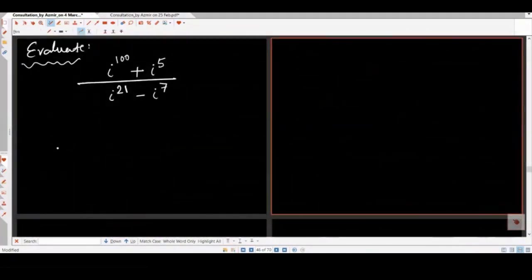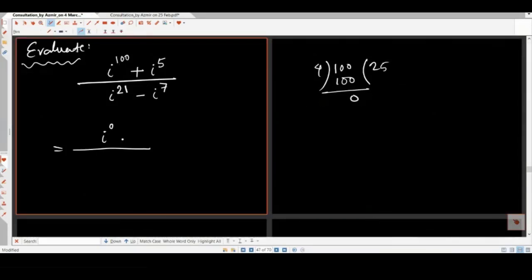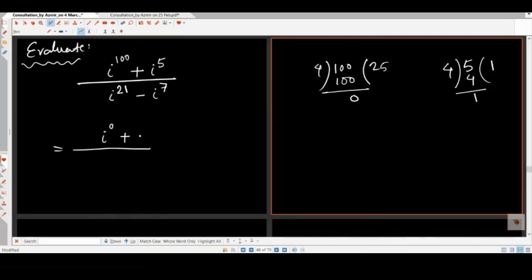Here, let's do the first calculation, i power 100. 100 divided by 4 gives the direct solution, 25 times 4 is 100. So we get the remainder as 0. So i power 100 is equal to i power 0. Now come to i power 5. Let's divide the power 5 by 4. 1 times 4 is 4. We get the remainder 1. So i power 5 is equal to i power 1.